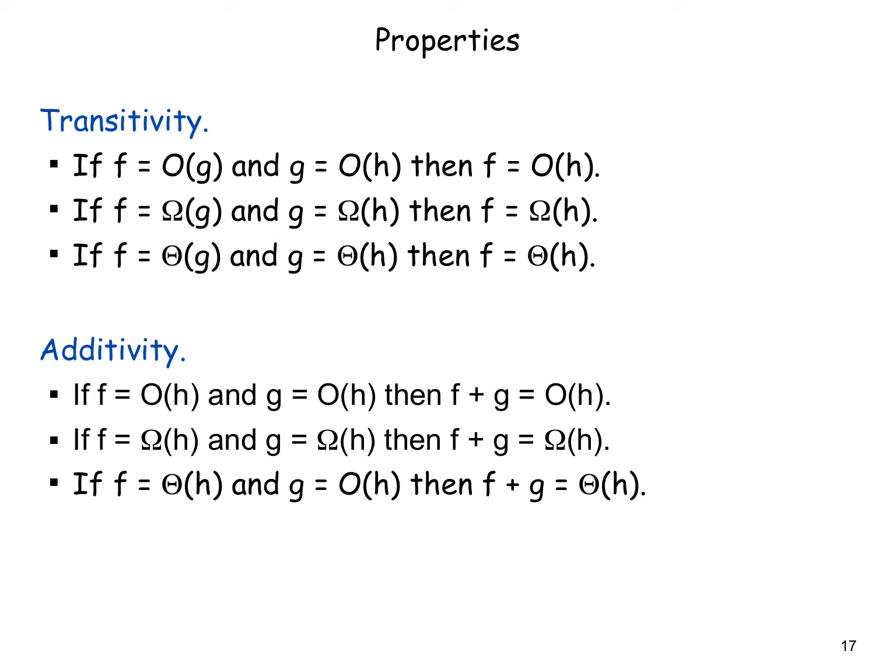There are some properties of the big O, big theta, and big omega notations that you can take to the bank. We could prove these, but we're not going to. So, for example, the first one is if f is big O of g and g is big O of h, then f is big O of h. So transitivity holds, and the same thing holds for big omega and big theta. And additivity holds for all 3 of the measures as well. And so that might be important later on.